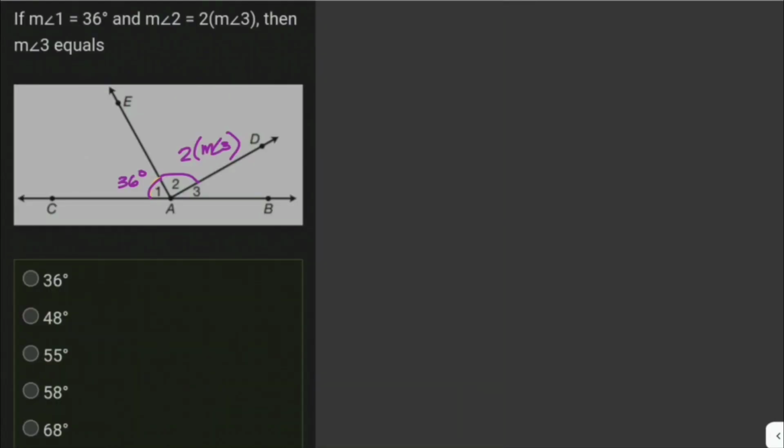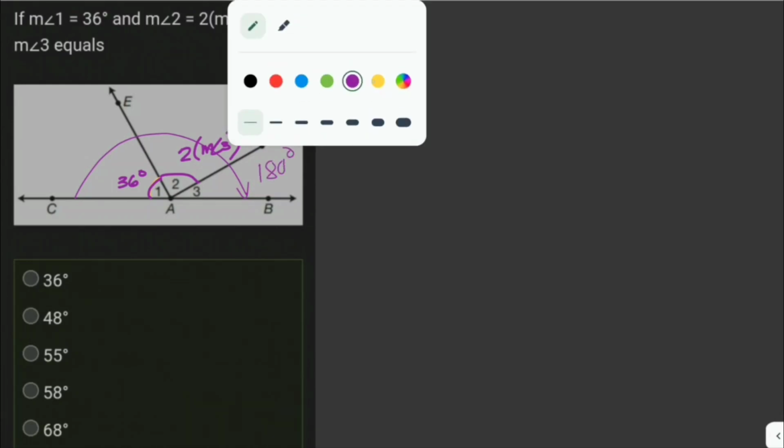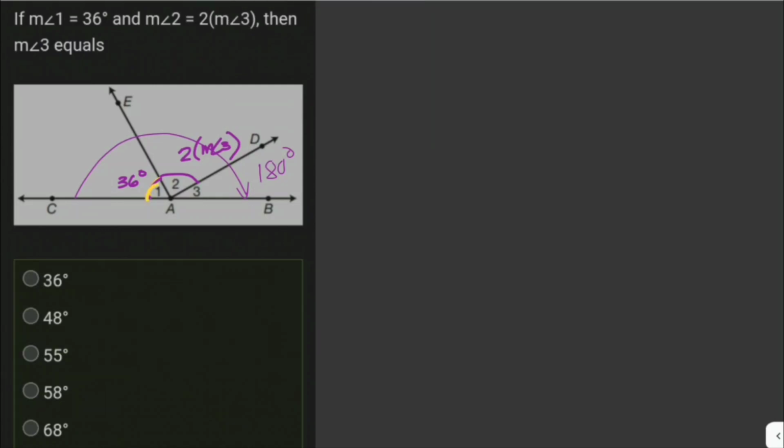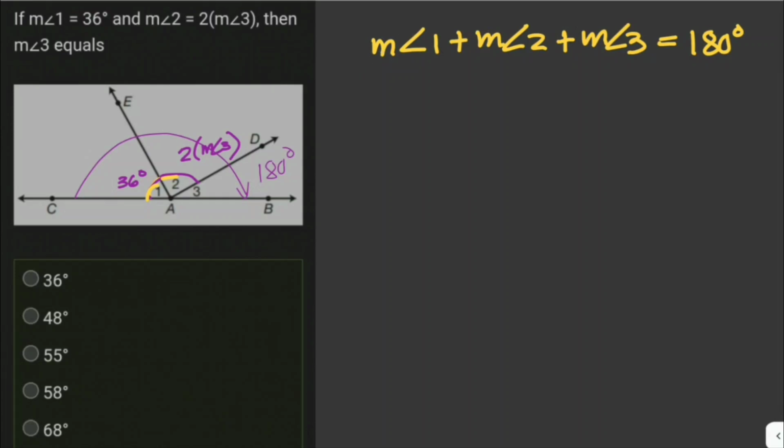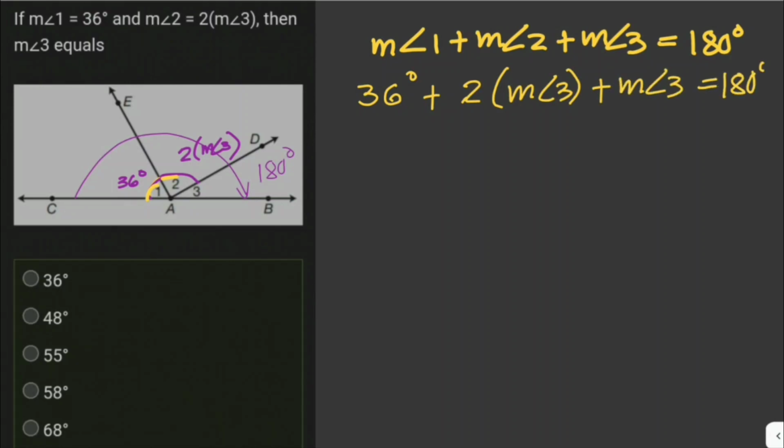Now to solve this, based on the illustration here, BAC or CAB is a straight line. So that means the measure of this angle here is equal to 180 degrees. Therefore, the sum of angle 1, angle 2, and angle 3 is just equal to 180 degrees. So that would be the measure of angle 1 plus measure of angle 2 plus measure of angle 3 is equal to 180 degrees. Now we're given the value of angle 1, which is 36 degrees, and the measure of angle 2 is just 2 times the measure of angle 3, plus the measure of angle 3. And we can solve for the measure of angle 3 here.